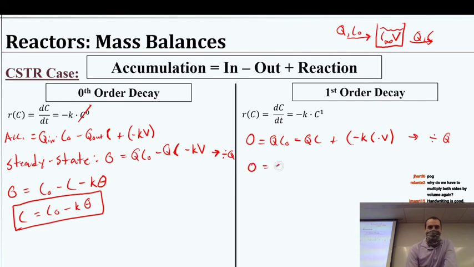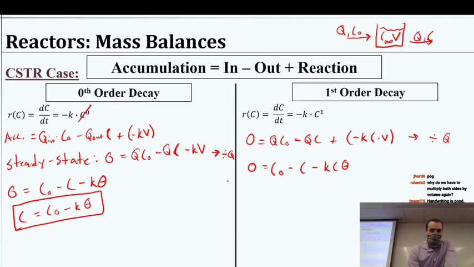0 equals C naught minus C, this time minus KCθ. It gets slightly more complicated now that we have two C's in the equation, but assuming we're solving for C, it would be simpler if we were just solving for the initial concentration.